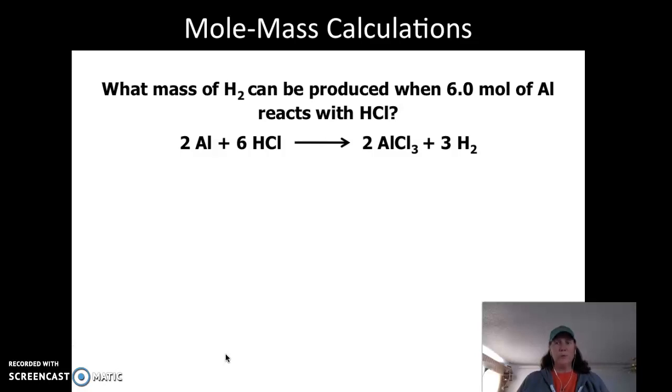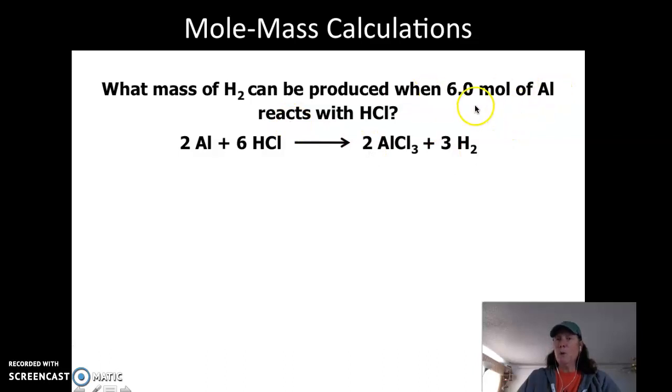What if we have grams, which is more common, because if I tell you to get me an amount of a unit, we can measure that on a scale. We don't have mole meters, so it is much more common to use grams, okay? So here we have what they call a mole-mass calculation. What mass of hydrogen, so now we want grams, will be produced from 6 moles of aluminum?